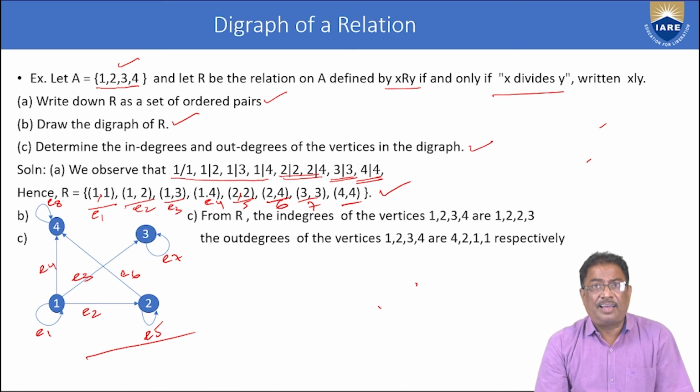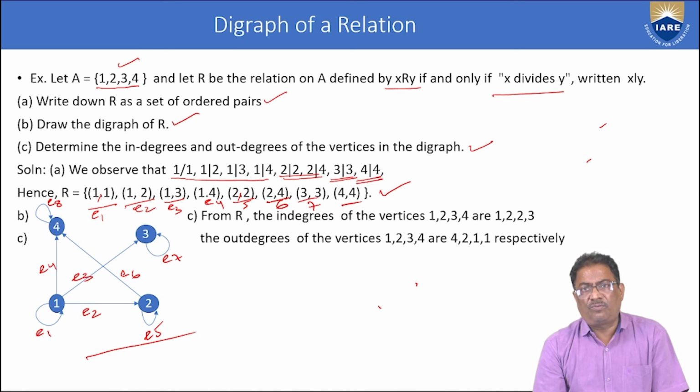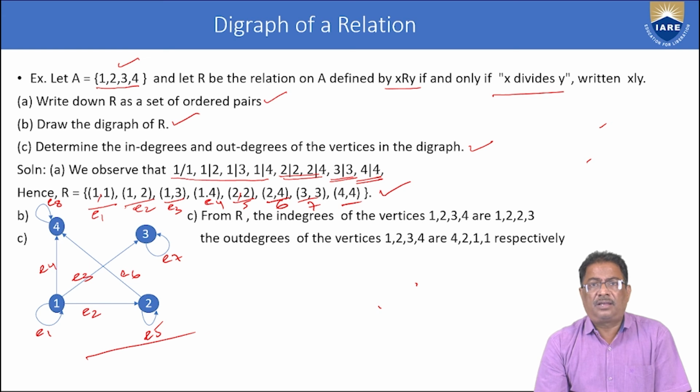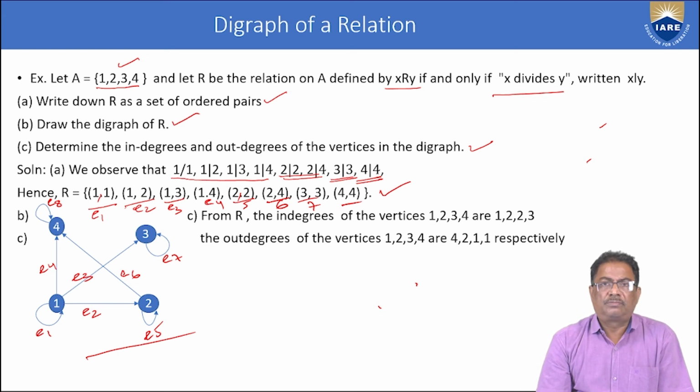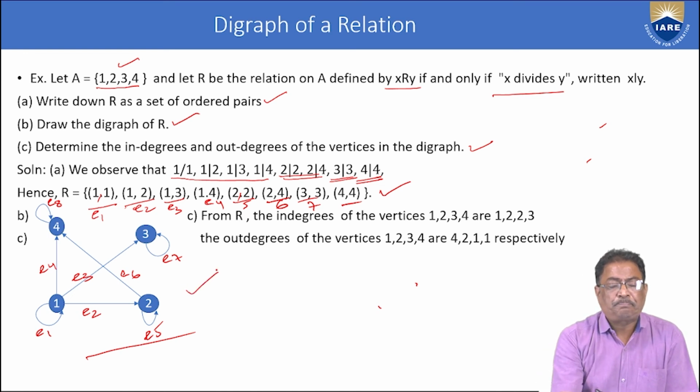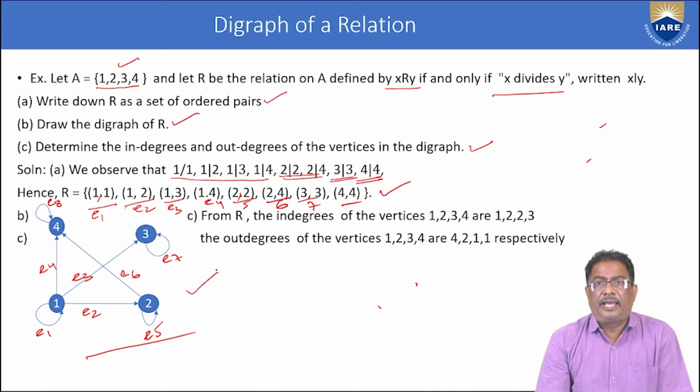See, this is a directed graph. It is not an undirected graph. 1 is related to 2 means the edge should start from 1 and terminate at 2. Then there is no edge from 2 to 1. So in this way we can draw the digraph.